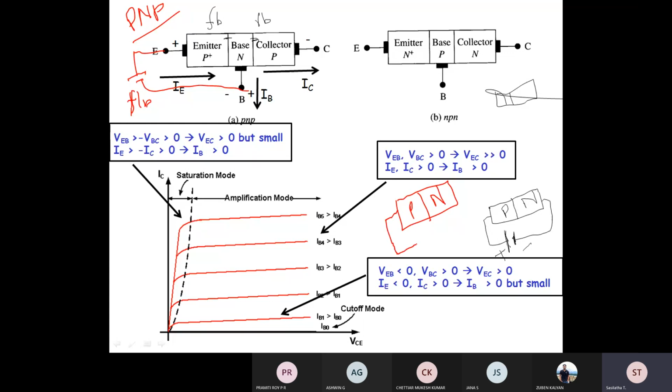Connect the negative of the battery to P type, and the positive of the battery to N type. This is called reverse bias. Is it okay for you?